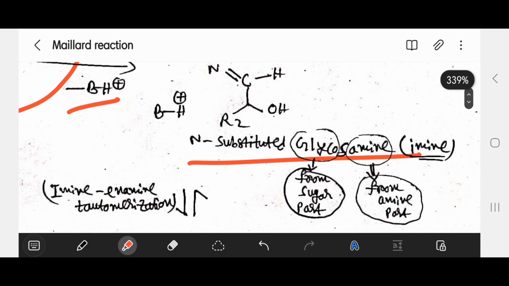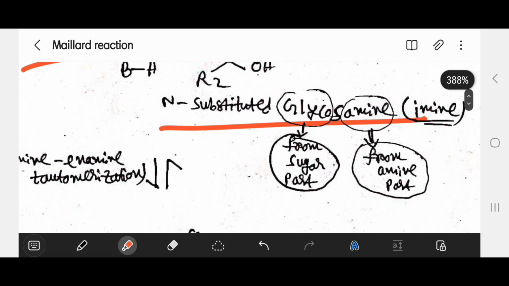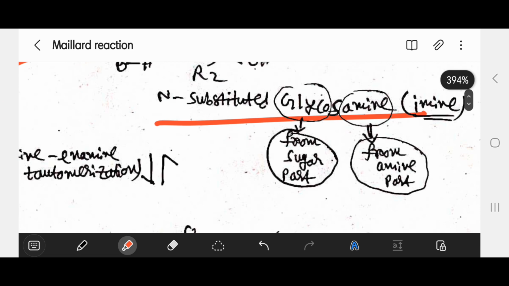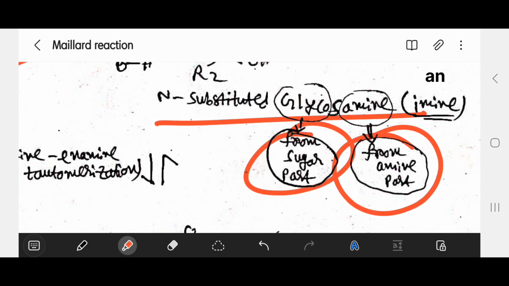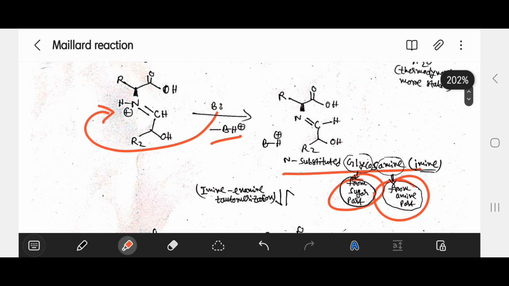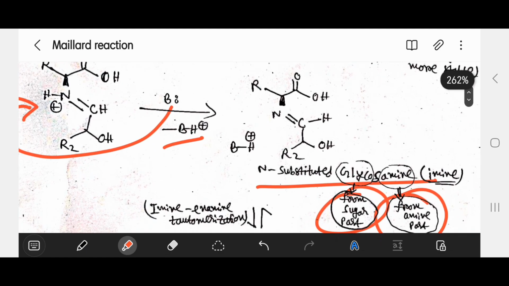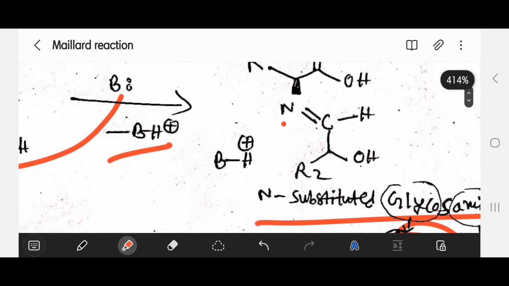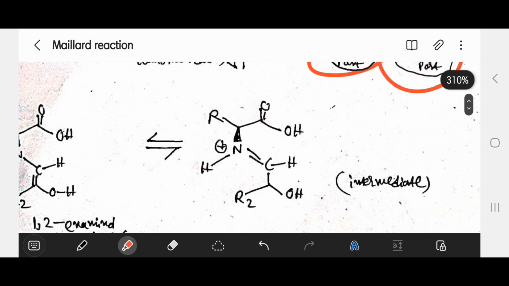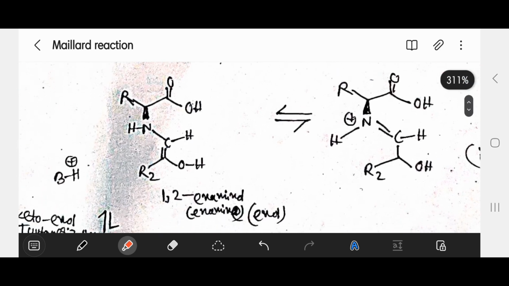This is unsubstituted glycosamine, or an imine. Imine means carbon-nitrogen double bond. The glyco part of the name comes from sugar, and amine comes from the amine, obviously. It will undergo imine and amine tautomerization. How? Nitrogen will take this proton again to form this unstable intermediate with positive charge on nitrogen.